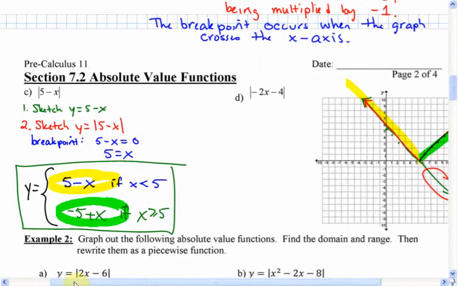Let's see if we can actually figure out the piecewise function without graphing it out. Here's what I would do first. Can you find the breakpoint for me?